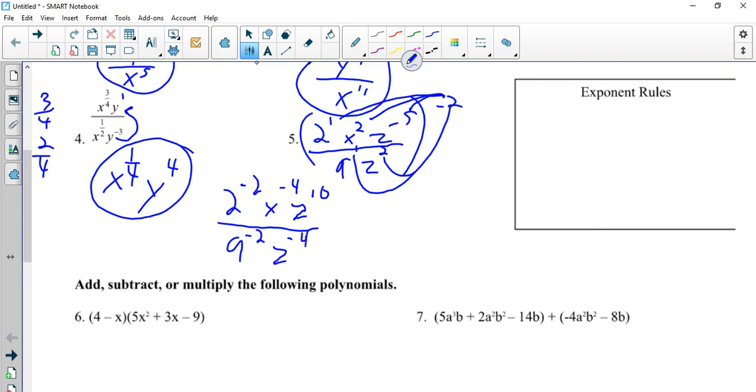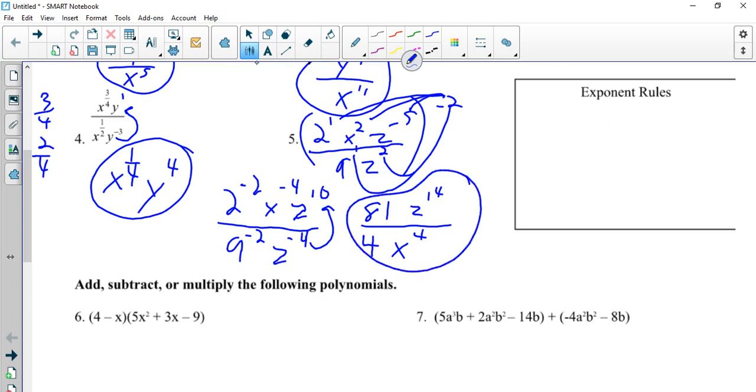Okay, let's clean it up. First off, 2 to the negative 2 is going to come downstairs and become 2 squared, or I'm just going to automatically do that right there. The 9 to the negative 2 is going to go upstairs and become 9 squared, or 81. Now, the x to the negative 4 is going to come downstairs. These 4 z's are going to go upstairs and join the 10, making 14. And that's my answer.